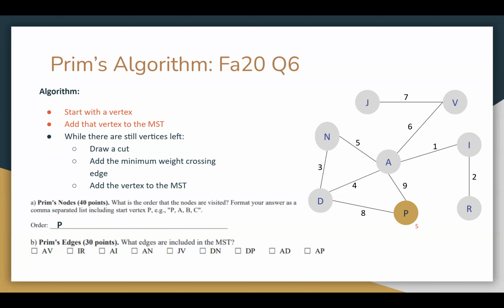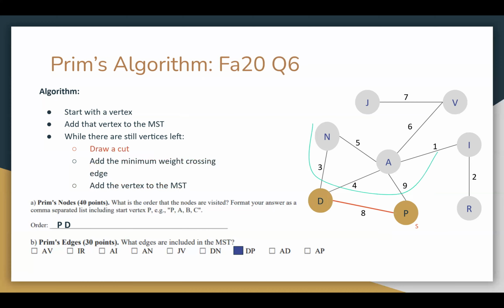Okay, so we start at the start node, which is P. And then what we're going to do is draw a cut, and the cut is going to separate the graph into vertices which have already been included in the minimum spanning tree and those that aren't. I've colored them for reference. So this is going to be the first cut. And as you can see, the crossing edges over here are AP and DP with weights of 8 and 9. And we want to pick the one with the least weight, and that's going to be PD with a weight of 8. And so that's what we include in the minimum spanning tree.